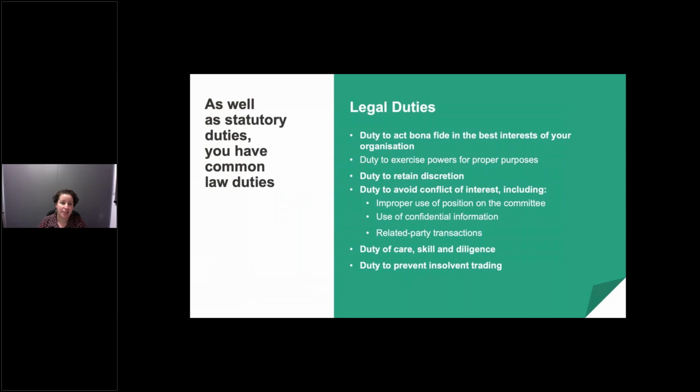Again, duty to act bona fide in the interests of your organisation. So that's in the best interests of your organisation. You have a duty to exercise your powers for a proper purpose, a duty to retain discretion. You have a duty to avoid conflicts of interest, including improper use of your position on the committee, any use of confidential information that you'll have access to, and the related party transactions. You also have a duty of care, skill, and diligence. So you need to take care when you're undertaking your responsibilities as a committee member, and you also have a duty to prevent insolvent trading.